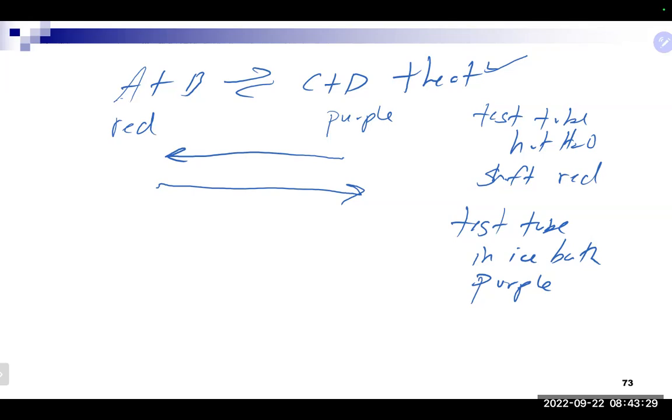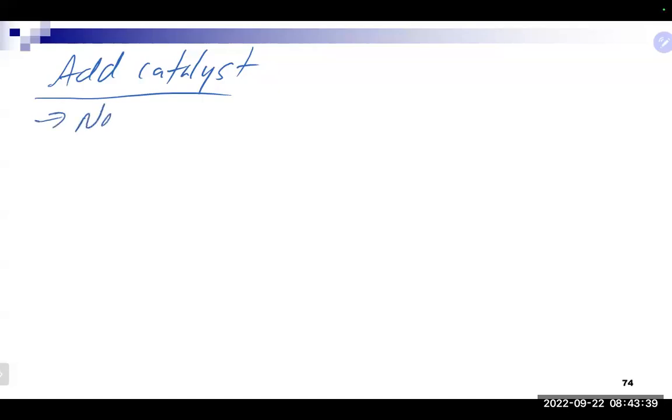The last thing that we could do to a system that's at equilibrium is add a catalyst. And as we talked about with catalysts in the previous chapter, really a catalyst is, again, not a reactant.